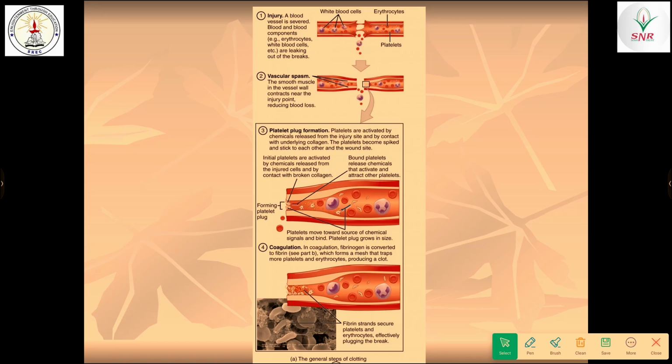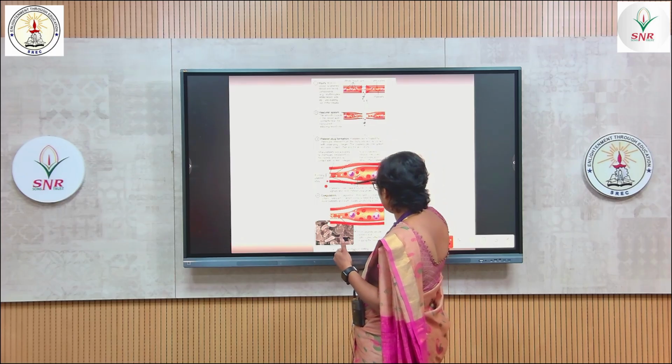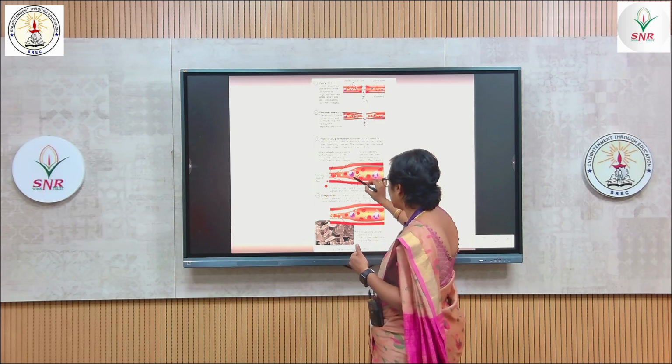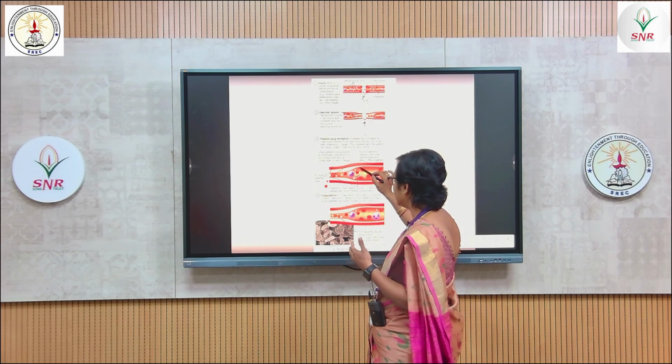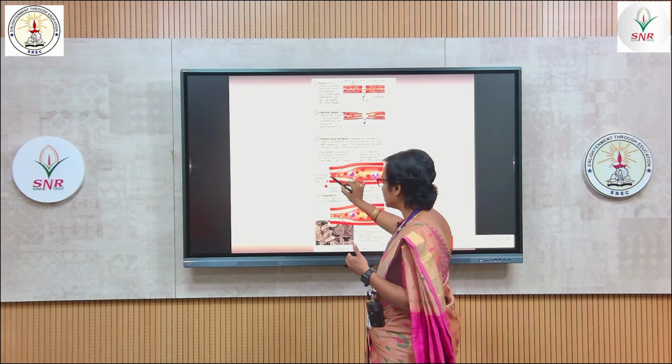Here we can see the blood vessels. The blood vessels are now broken due to the injury and the release of these things is happening. The first phase is vasoconstriction, that is, the size of the blood vessel is restricted or constricted at the site of injury, and because of this the blood flow is slowed down. After that comes platelet plug formation, that is, the platelets along with the fibrin and other proteins come and deposit at the injury site.